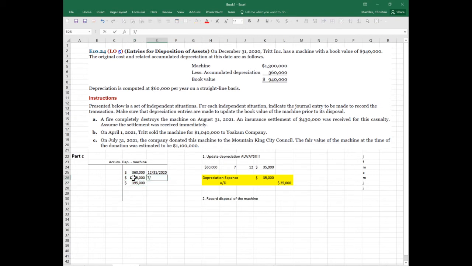All right, so this is 7/31/2020, and here's our balance. All right. Record disposal of the machine. So we got to record our gain or loss.